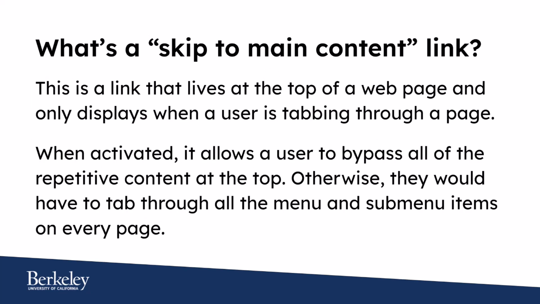You may have never noticed it before, but all accessible websites have a skip to main content link at the top. It only displays when a user is tabbing through a web page. When activated, it allows a user to bypass all of the repetitive content at the top. Otherwise, they would have to tab through all of the menu and sub-menu items on every page.